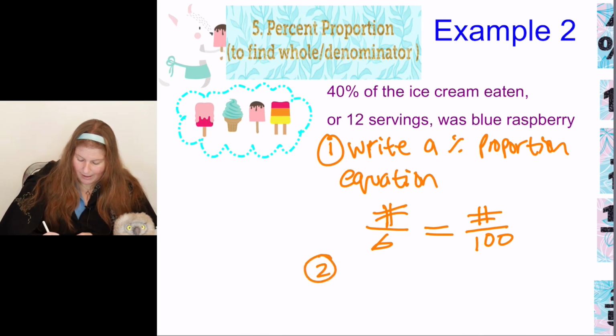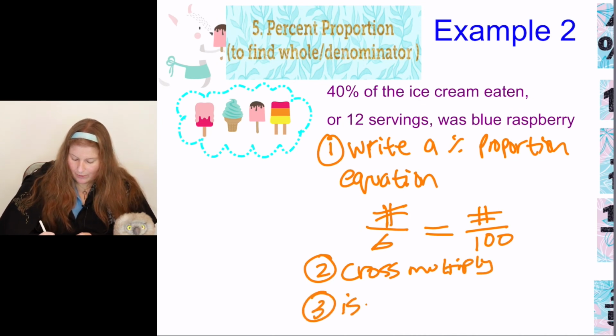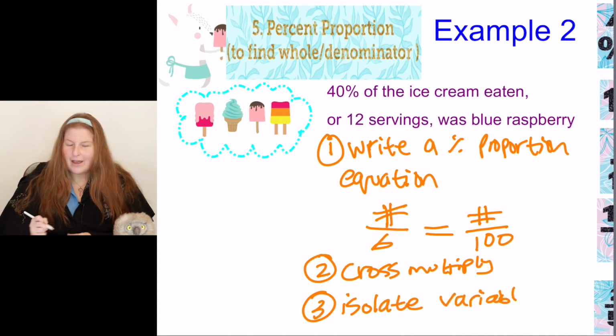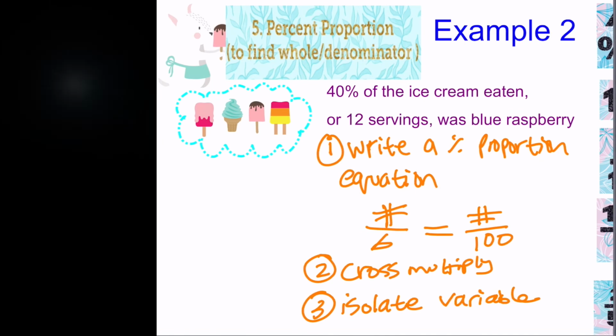Second, you're going to cross multiply and set those two values even. And then 3, you're going to work to isolate that variable. And once you isolate that variable, that will give you the total number of pieces of ice cream or servings of ice cream eaten. So you're going to pause the video, solve this problem yourself, and then come back and check your answers. I look forward to seeing you at the party.